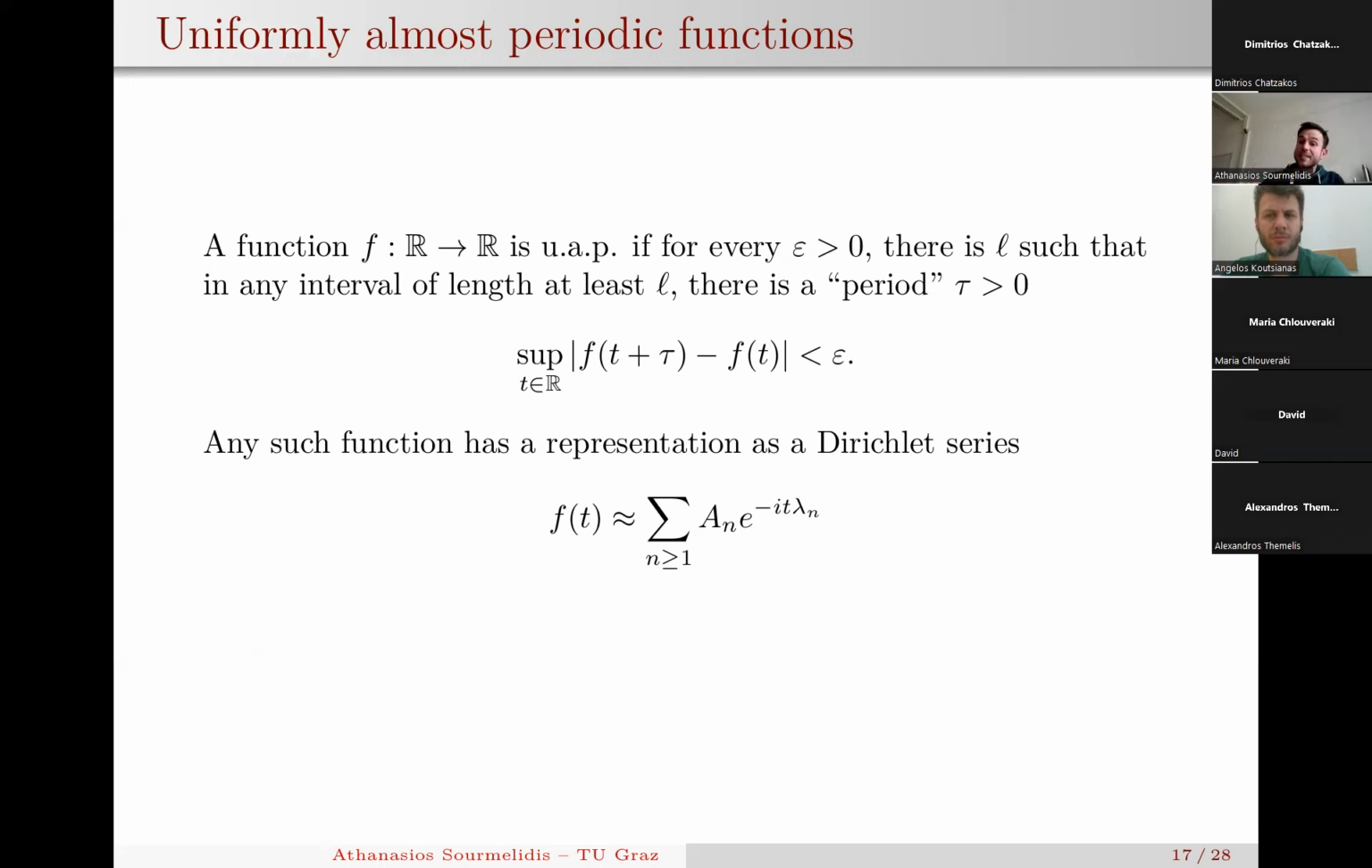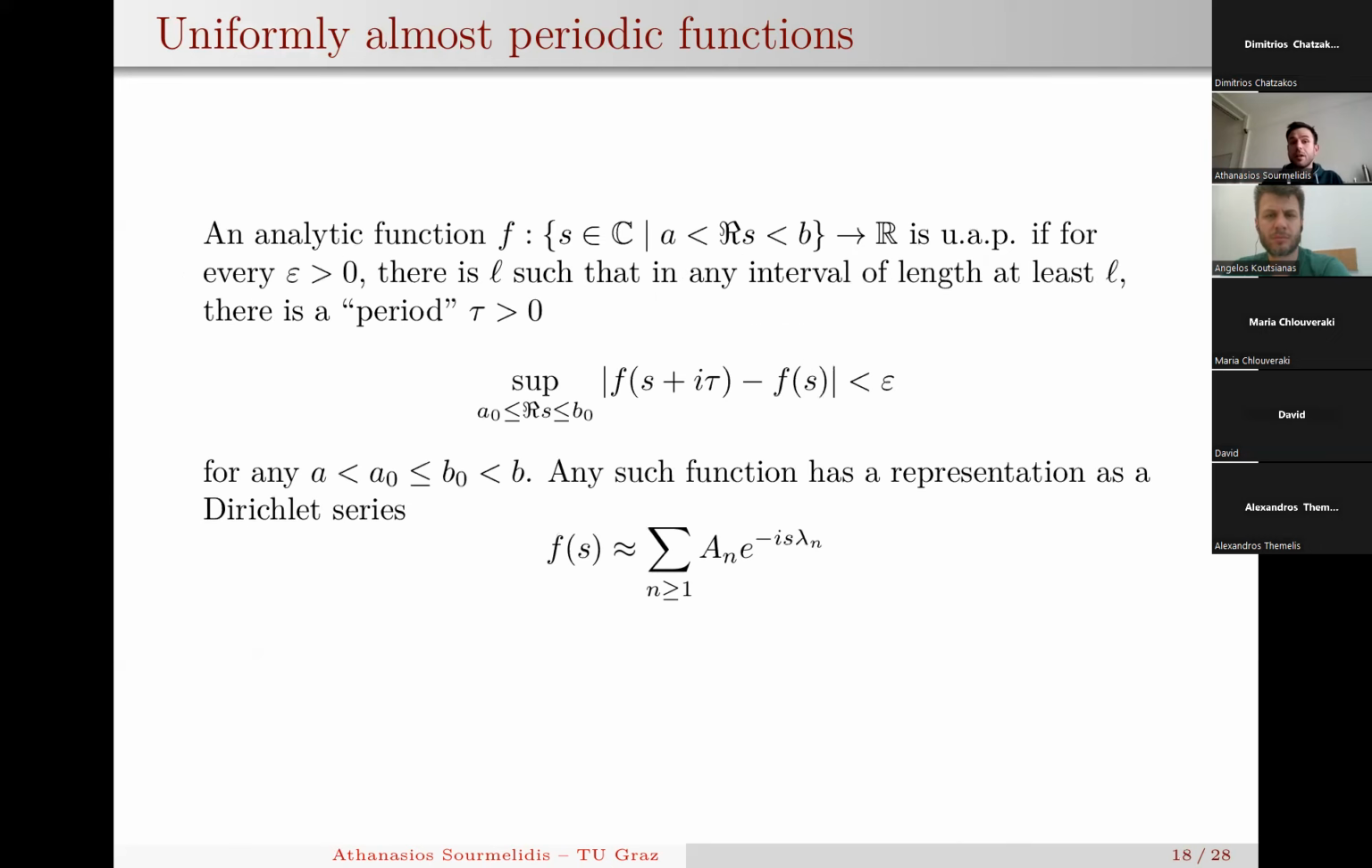And then he extended this to the complex plane. So he took a function f on a vertical strip of complex numbers with real part between a and b, and he considered it to be analytic, and he said that it should be uniformly almost periodic, using the same definition now as before. There is a length L such that in every interval of length L you can find a period such that this supremum bound holds for every complex number. And again, he showed that such a function has a Dirichlet series representation.